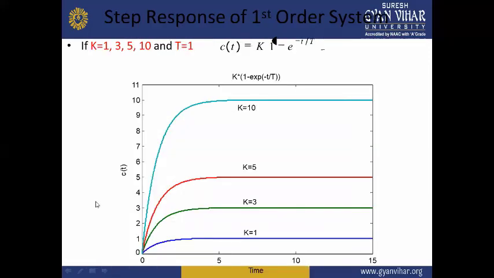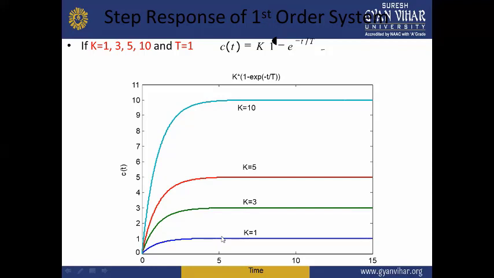So when I substitute the various values of gain and the time constant T equal to 1, look at this. At K equal to 1, the gain is less, and since the gain is less, the magnitude is also less. That is, we are getting the response, K equal to gain over here. In each of the cases, for each gain, you are getting the steady state in just about 5 seconds.